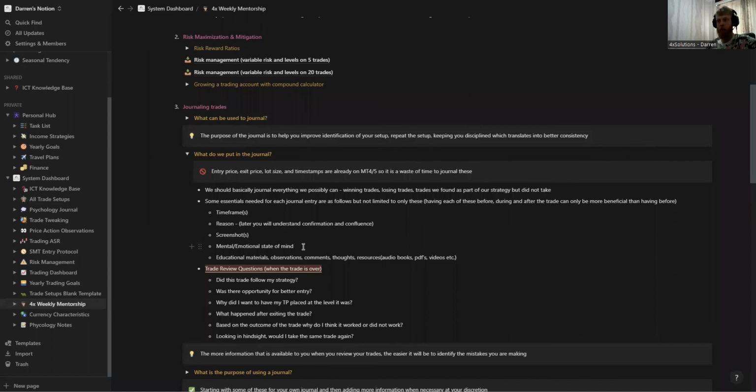Also very important, as part of journaling, you want to journal what your mental or emotional state of mind is. Like I said, what are you going through? Are you fighting with your wife? Are your kids screaming in the background? Are you distracted by something that's happening in your personal life? Did you just lose your job? Did you just get a promotion? There are many variables when it comes to our trading, where we should be, what we are doing, and how our personal lives affect that trading.